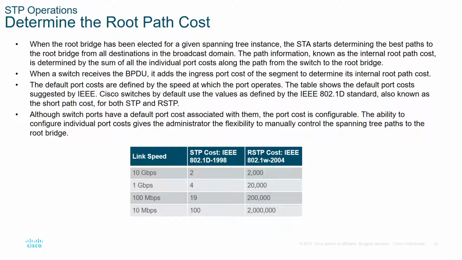It's based on the speed of the link. A port that's a 10 megabit per second port would be a cost of 100. A 10 gigabit per second link would be a cost of 2, and you can see that the cost essentially reduces the faster the link speed. In Rapid Spanning Tree, it's similar in that we have this reduction from 2 million down to 2,000 based on the speed of the link, but obviously with higher numbers used. It's just a way of determining a metric value, a cost, based on the speed of that link.